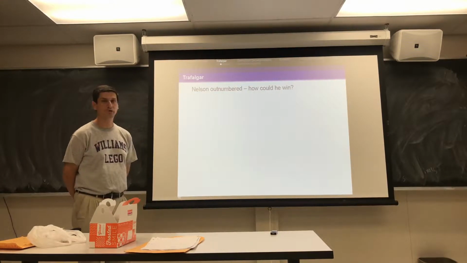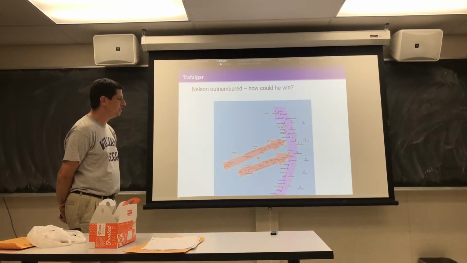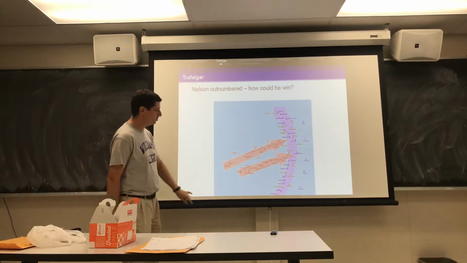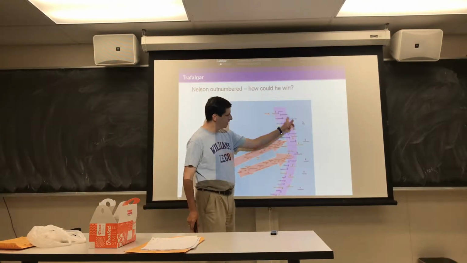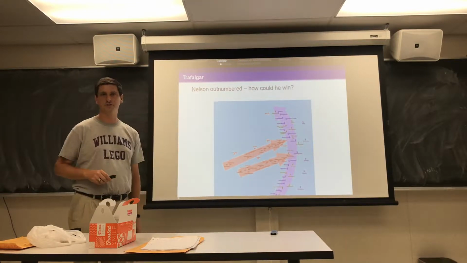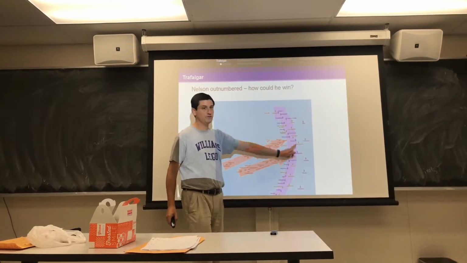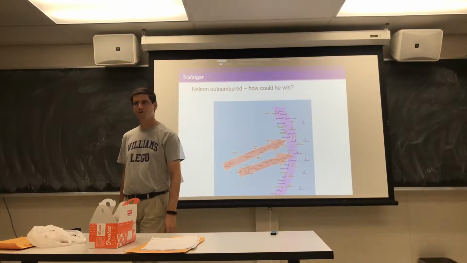All right, so Nelson was outnumbered. How can Nelson win? Here is essentially what's going on. He's going to have his fleet coming in two directions. He's going to try to split the Spanish-French lines. Now, this is actually a really good configuration for the Spanish-French fleet.